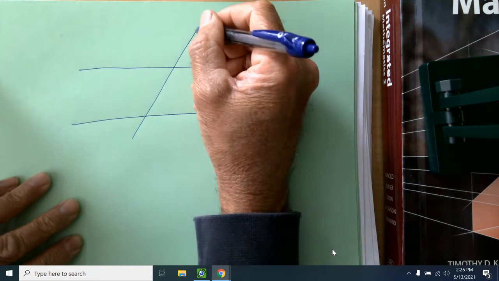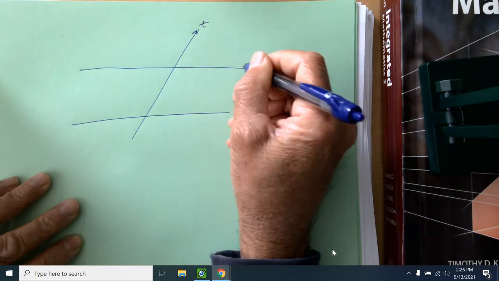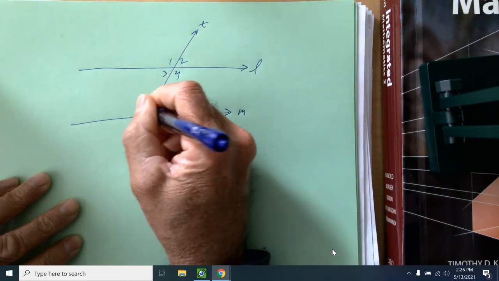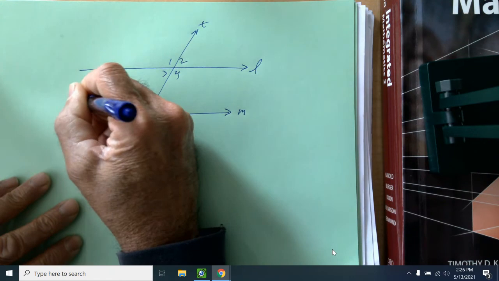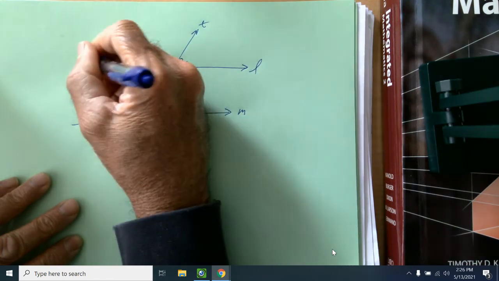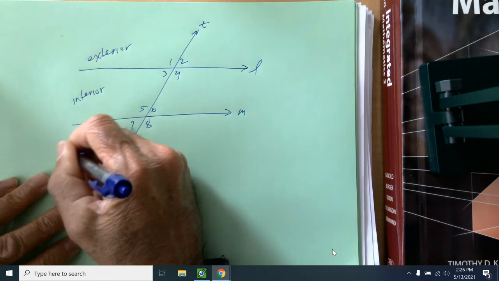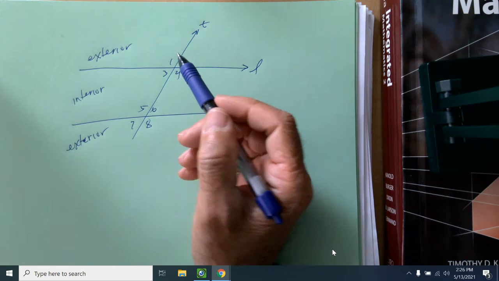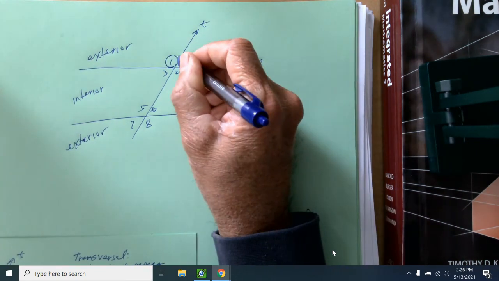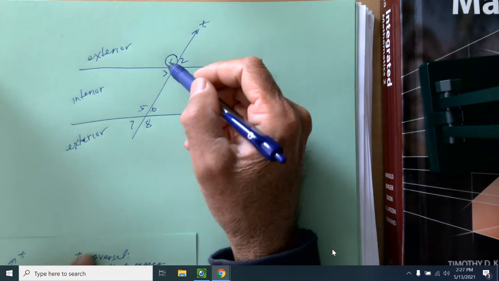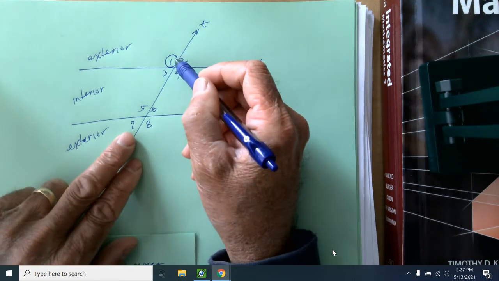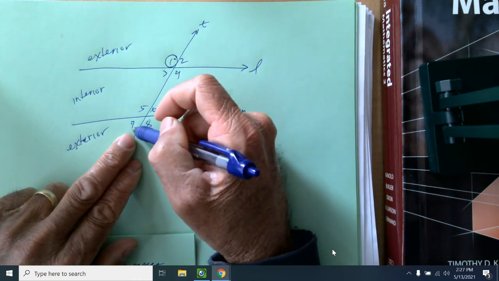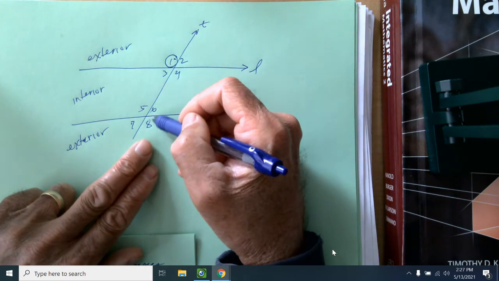I'm going to draw the same picture. T, L, M, 1, 2, 3, 4, 5, 6, 7, 8. We have interior on the inside, exterior on the outside. Okay, so now I'm going to look at angle 1, and instead of going to the same side, I'm looking at angle 1 as an exterior angle, right? So instead of going to angle 7, which is on the same side, I'm going to switch over to the other side.